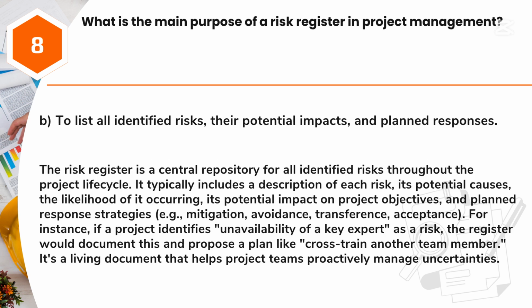Answer: B. To list all identified risks, their potential impacts, and planned responses. The risk register is a central repository for all identified risks throughout the project lifecycle. It typically includes a description of each risk, its potential causes, the likelihood of it occurring, its potential impact on project objectives, and planned response strategies, e.g., mitigation, avoidance, transference, acceptance. For instance, if a project identifies unavailability of a key expert as a risk, the register would document this and propose a plan like cross-train another team member.